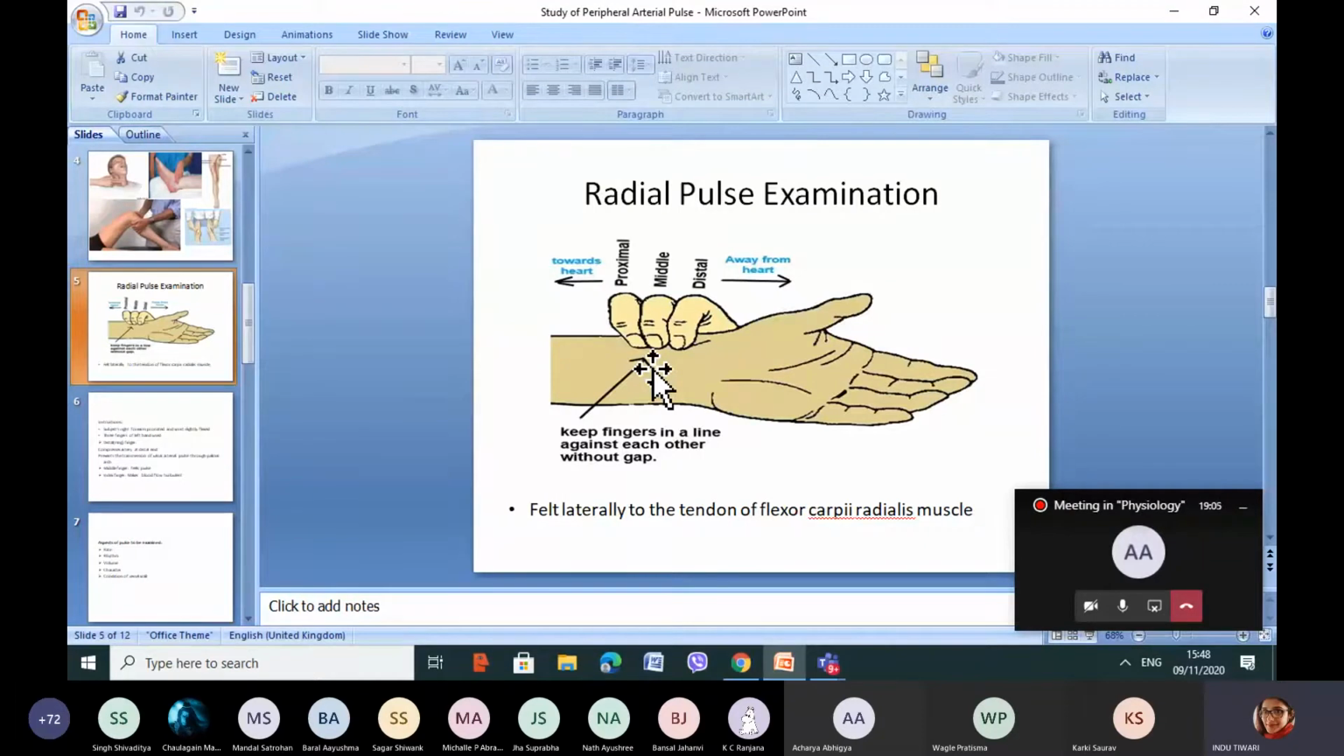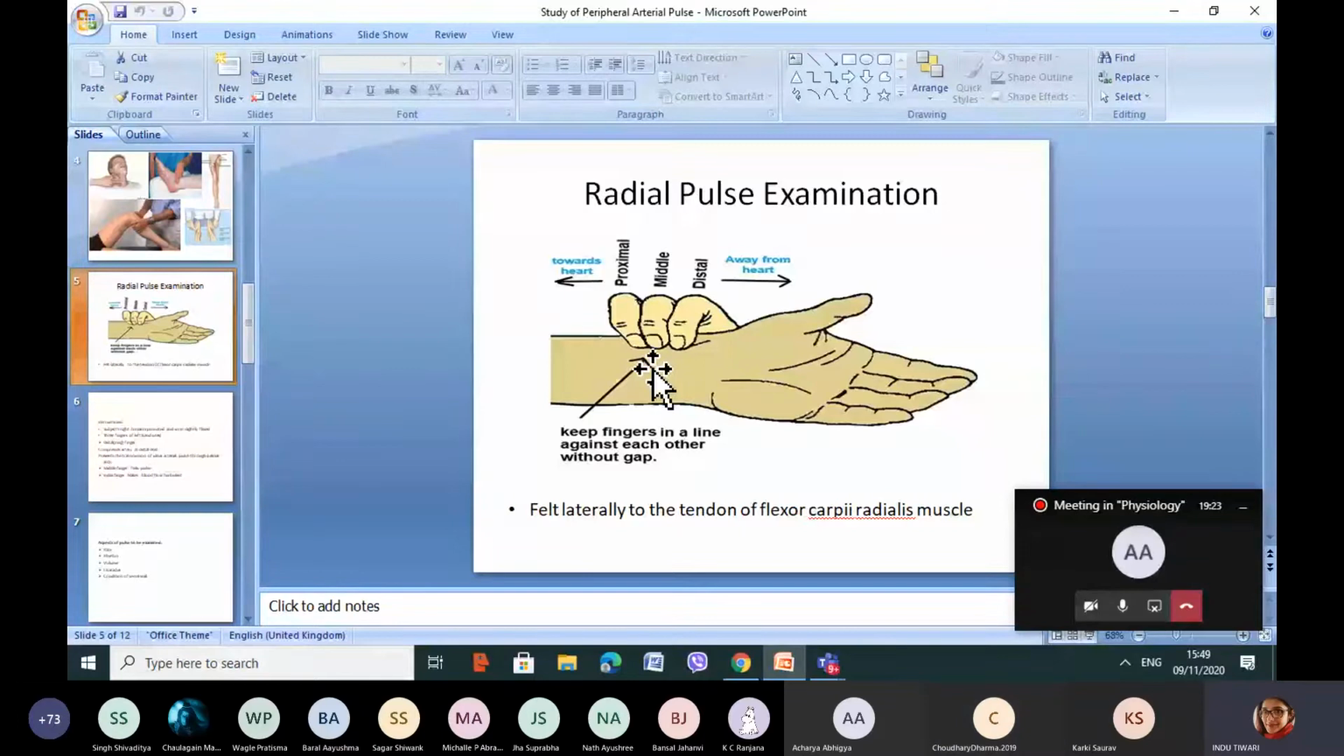Okay. Now, once you do this and you detect the pulse, what is the duration of time that you will look for? For how long will you continue to sense or feel this pulse? For a minute, isn't it?